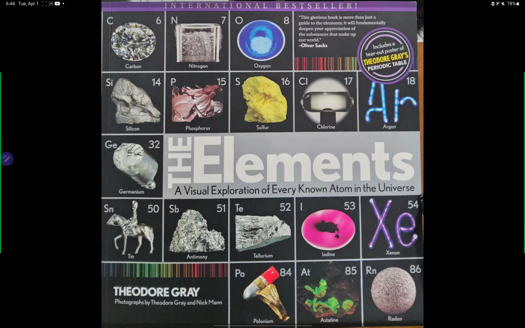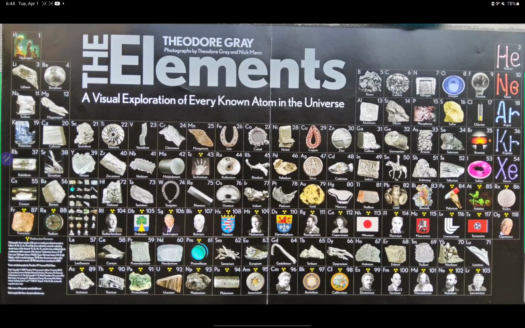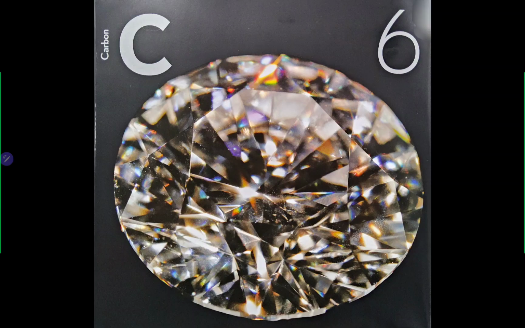The elements, a visual explanation of every known atom in the universe. All of these nice guys here. Today we're looking at elements number 6 all the way to number 10. Here we go! Let's start off with carbon.